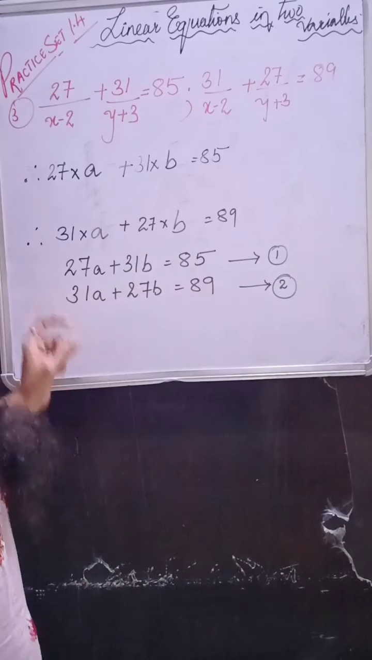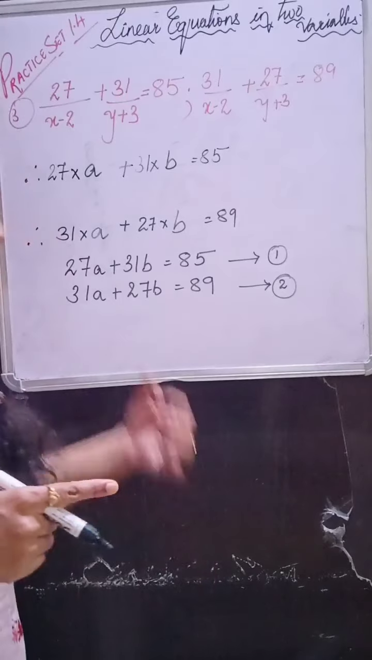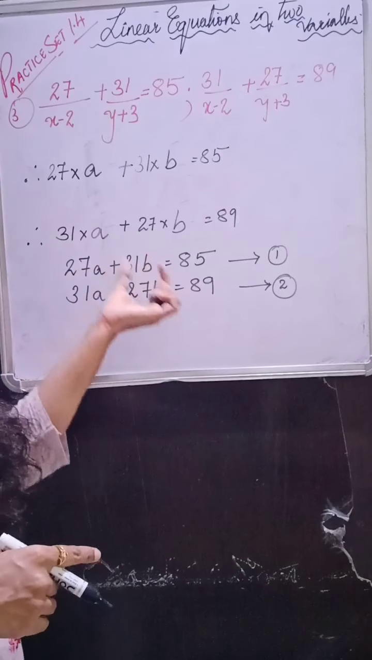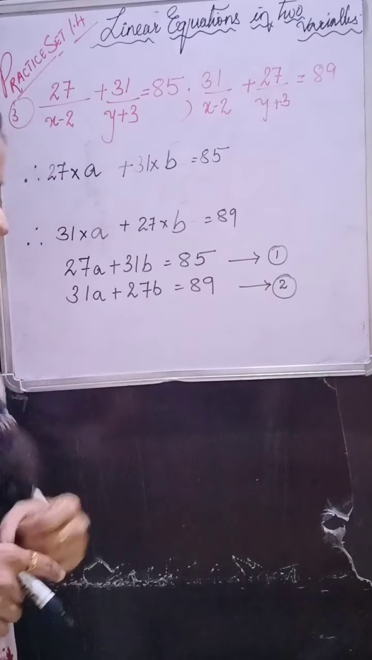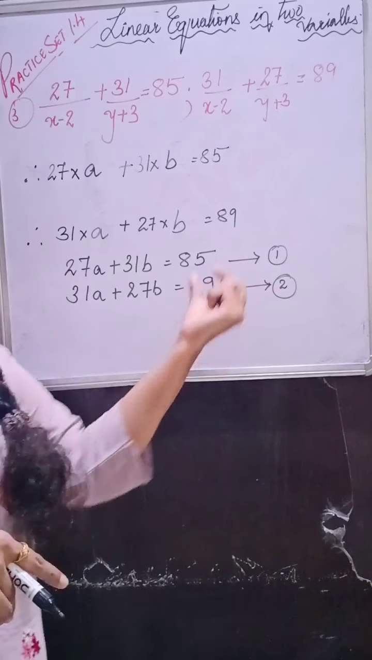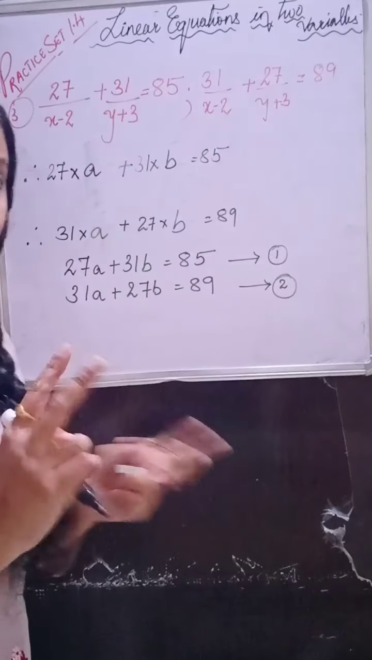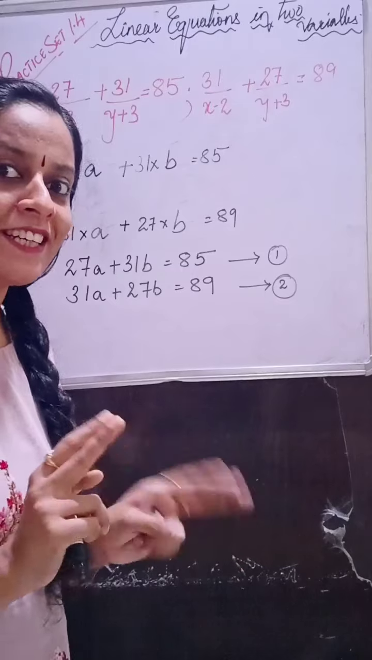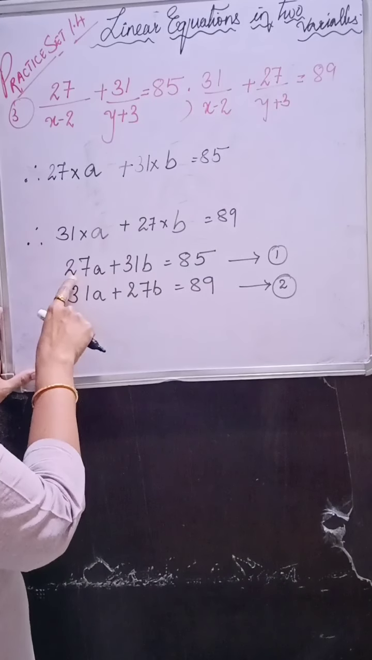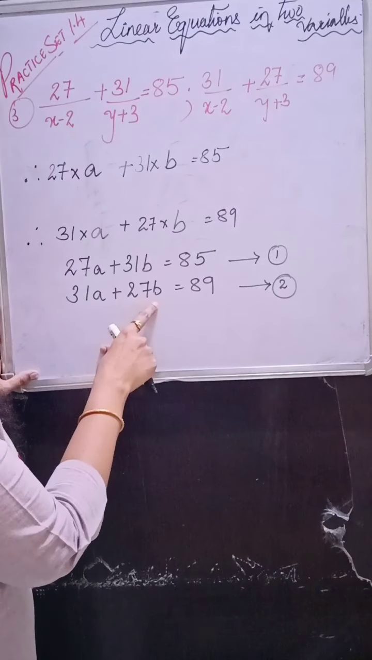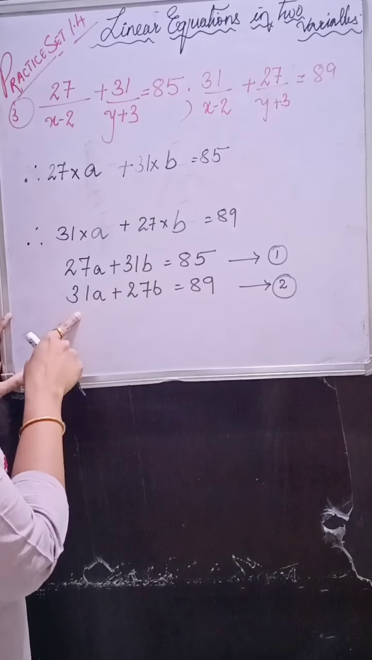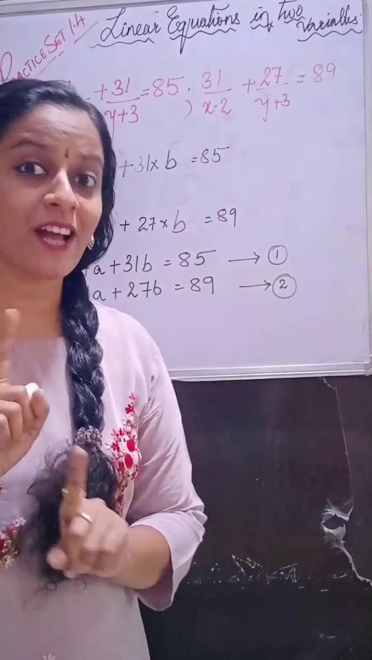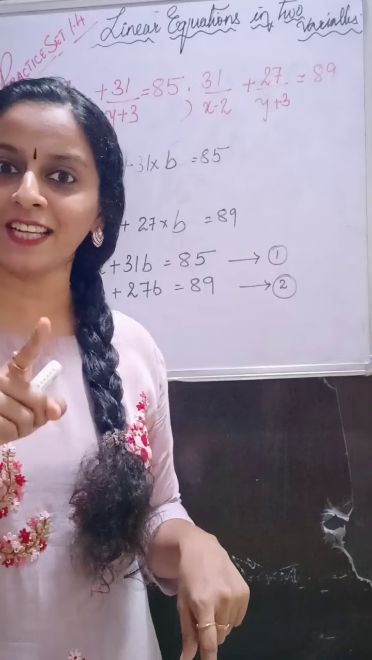Here you can see, which method is this? 27a plus 31b is equal to 85. 31a plus 27b is equal to 89. The coefficients of a and b are interchanged. The 27 of a became the coefficient of b, and the 31 of b became the coefficient of a. This method we have done before.